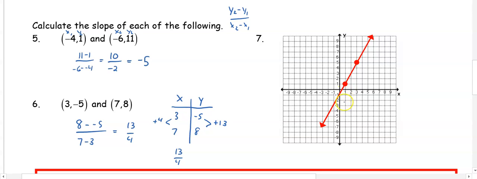On a graph, we want to look at our slope going from left to right. So I'm going to make my slope triangle to figure out how much did I go up and over. So in this case, because the line is slanted up, I have a positive slope. So I went up 4 and over 2. So my slope is 4 over 2, which reduces to 2.